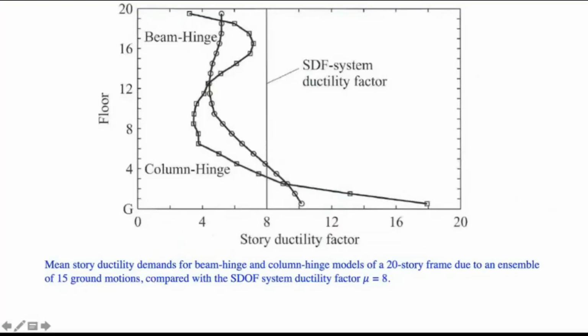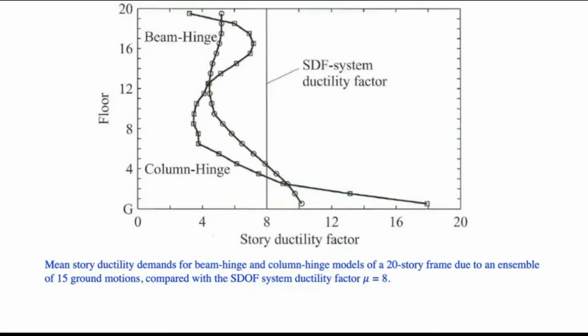Now this is the plot that you see here. On the y-axis, you see the number of floors, and on the x-axis, you see the ductility demand in a given story. This is a multi-degree of freedom system that was designed for ductility 8. You can see there's a straight line for ductility 8, using the concept that the system is a single degree of freedom system, because in most cases, this is what we do.